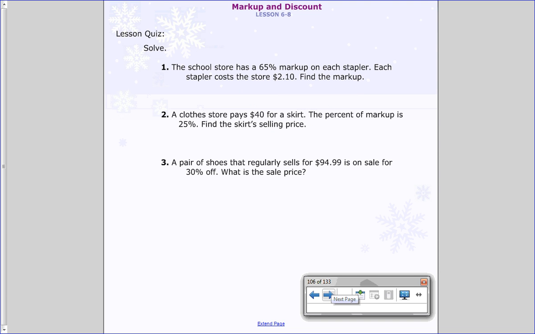All right, that was your lesson tonight. Tonight we talked about how you can find the markups, and if you add that markup up, find the selling price, and you can also find the discounted price by doing the same thing.